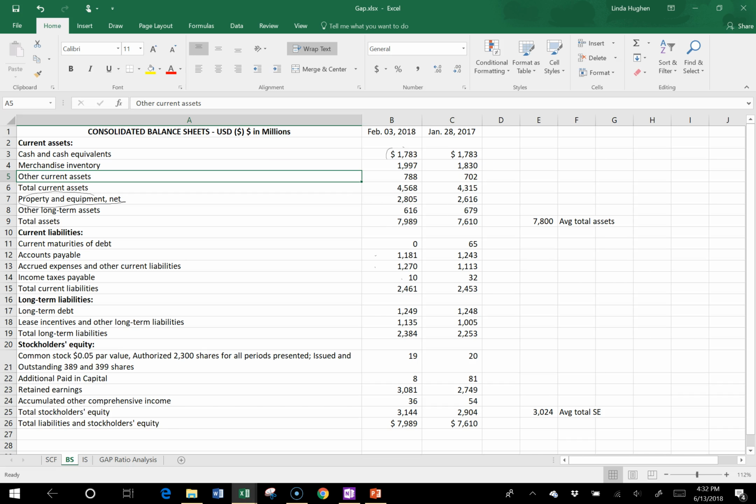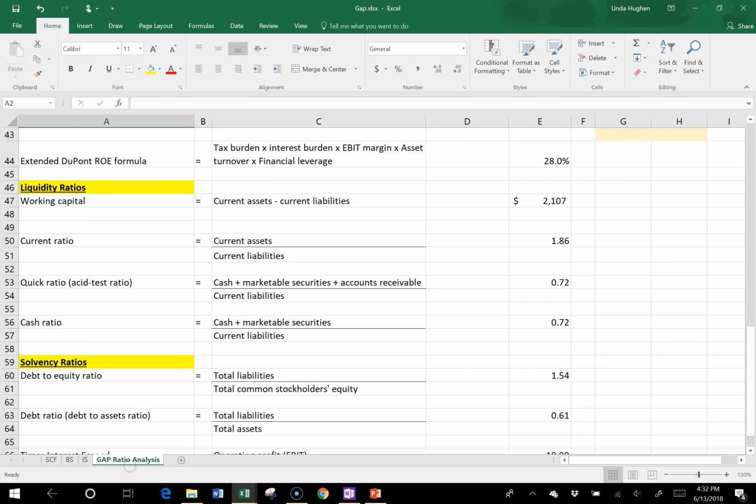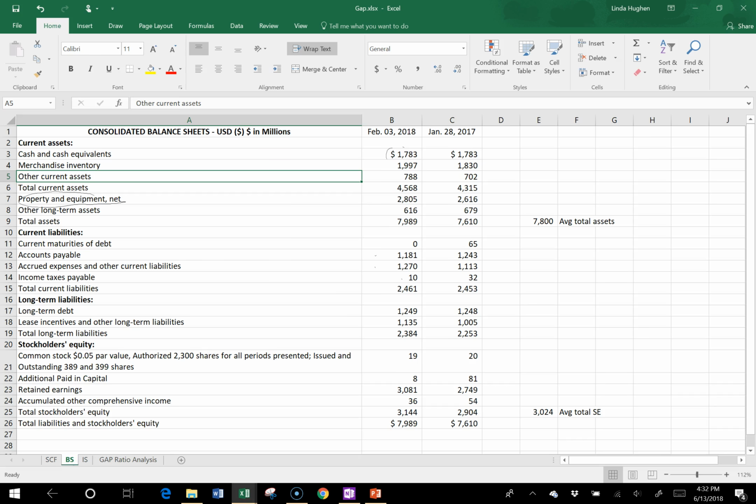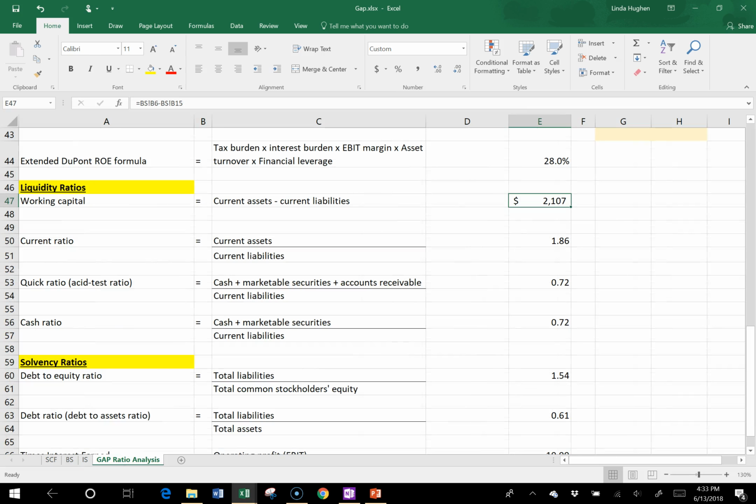All right, so let's look at the working capital for GAAP. I've done that here. Working capital, current assets minus current liabilities. You can see here I've already done the math for that. We just simply take the current assets of 4,568, and from that we subtract current liabilities 2,461. We see that the number is positive. These numbers are in millions. So as far as that analysis goes, GAAP looks fine.